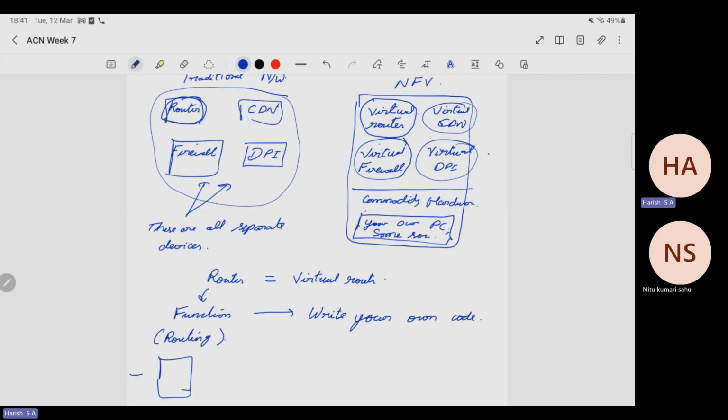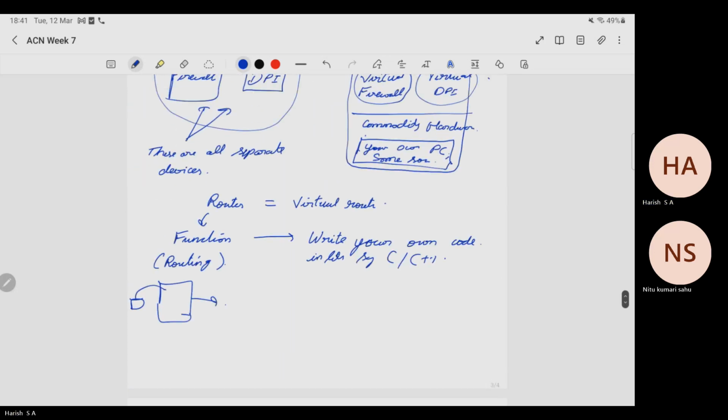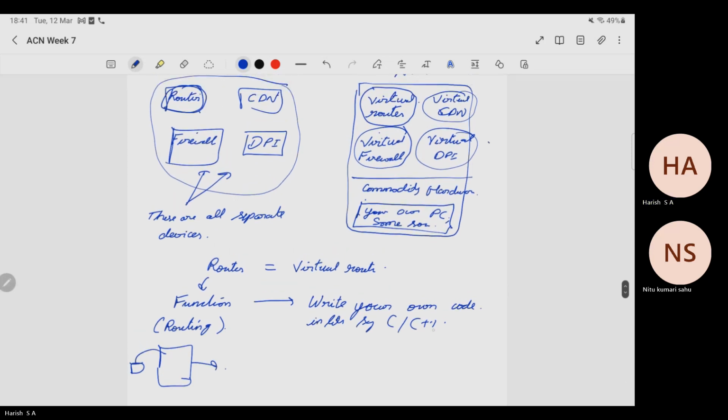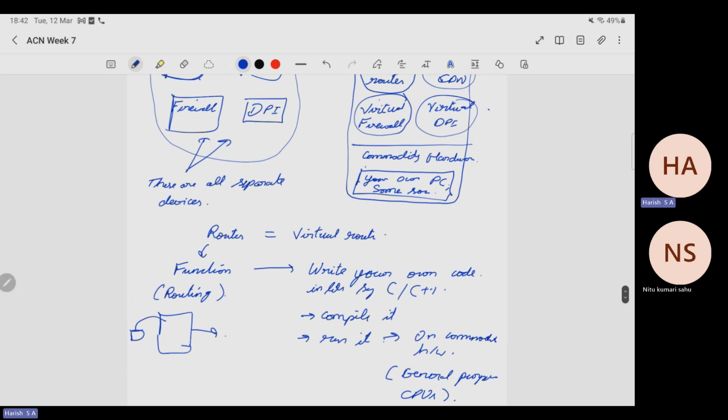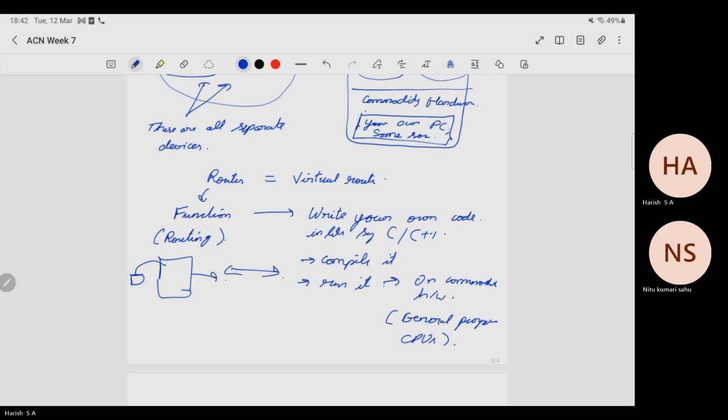So what does the routing function do? It has a table, and based on it, every packet comes in, it matches, then it sends out. So you write your own code for it in, let's say, C/C++. This is not what happens, but generally I'm saying C++, and then you compile it and you run it. Okay, so where are you going to run it? On commodity hardware. What is a commodity hardware? It has general purpose CPUs. Okay, so you have the same function replicated as code, and you're running it on general purpose CPUs.